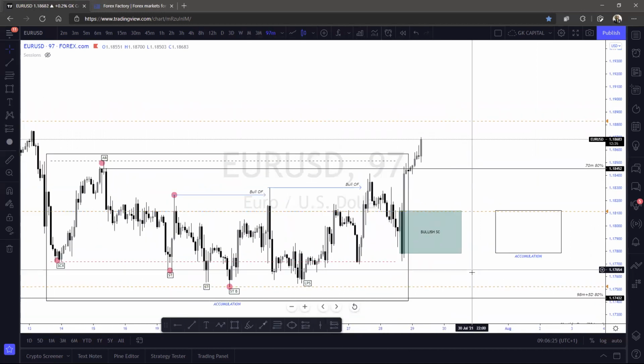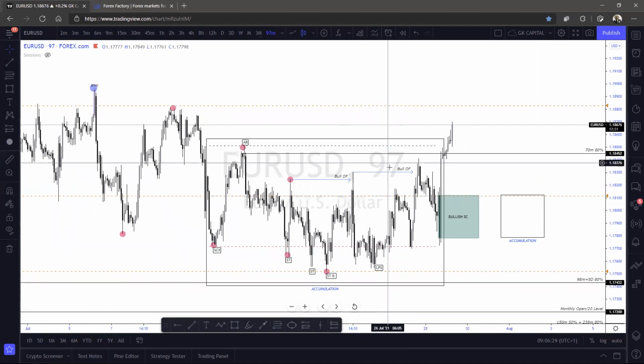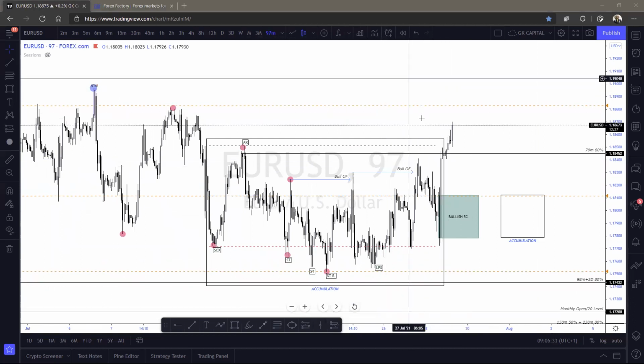There you go. So the only reason why I still favor the supply to be taken is because we can come up here and respect supply and then come down like this. And this would just simply be the UA.